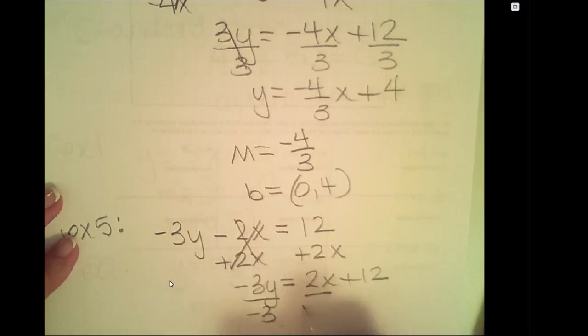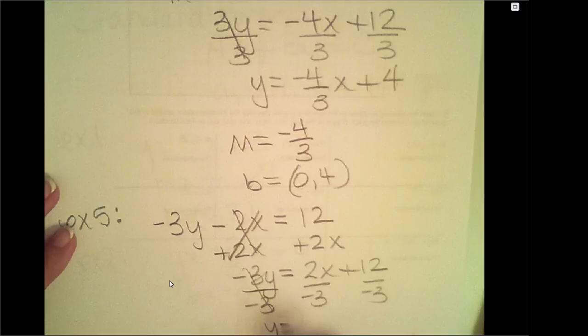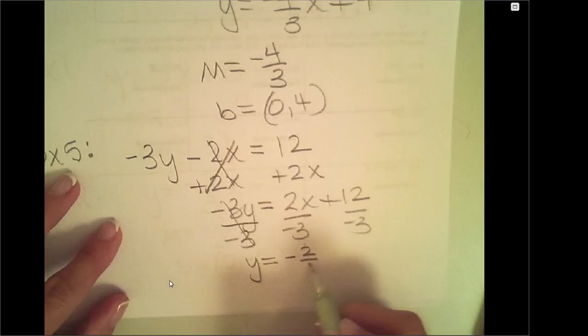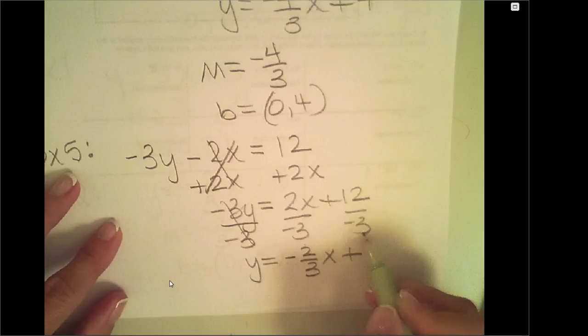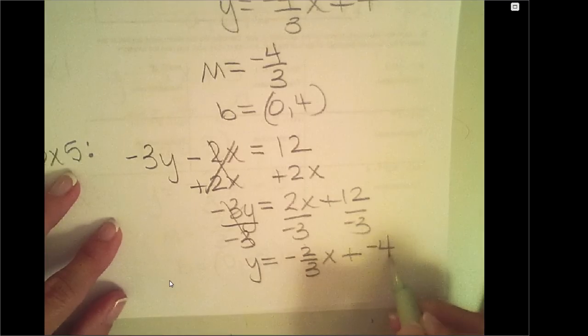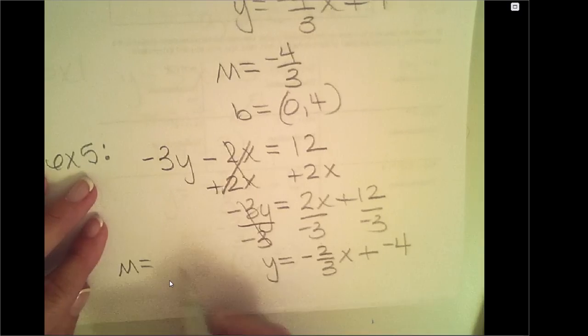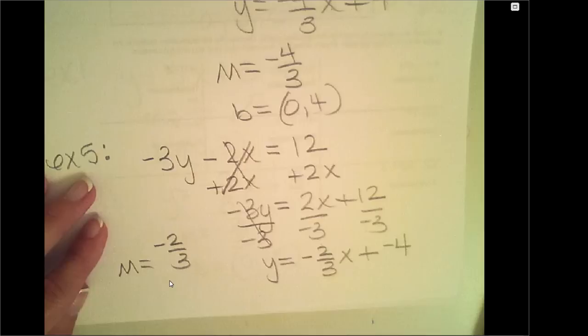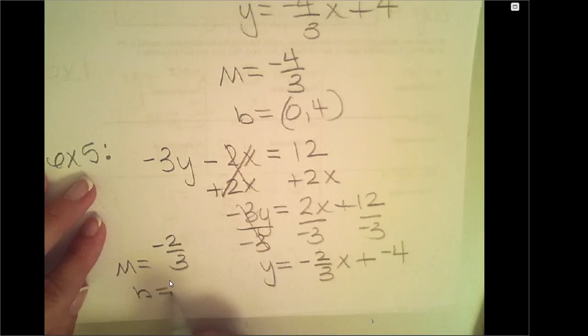Divide everything by negative 3. So 2 over negative 3 simplifies, put your negative in the numerator. 12 over negative 3 is a negative 4. So now my slope is negative 2/3. My y-intercept is (0, -4).